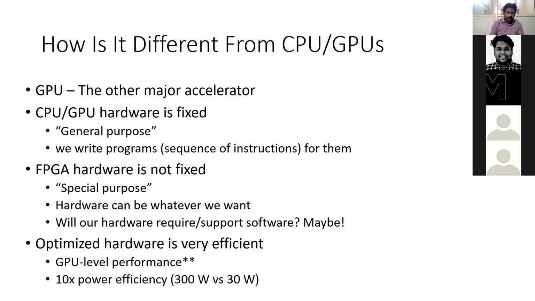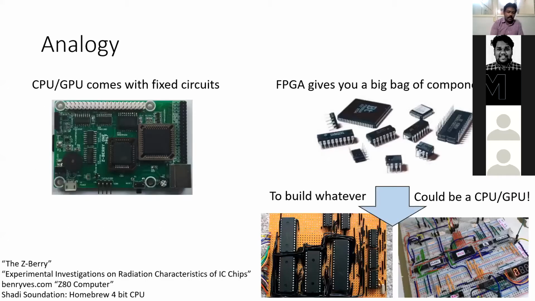Okay. So again, performance-wise, we can say GPU-level performance is high, around 10 times more efficient, but the power consumption also we have to consider. Okay. So this is the analogy of a CPU or GPU, which comes with a fixed circuit. This is a CPU or GPU in a fixed circuit, and this is what you will see.